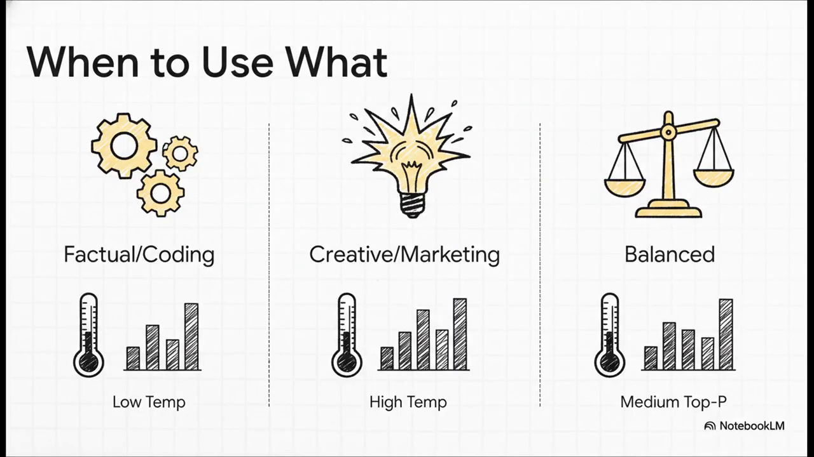So when should you actually use these things? Well, for tasks that need precision, like writing code or getting factual answers, you'll want a very low temperature and probably a restrictive top P. For creative writing or brainstorming marketing ideas, go ahead and crank that temperature up to get more surprising results. And for a nice, safe balance of creativity and coherence, a medium setting often works wonders.